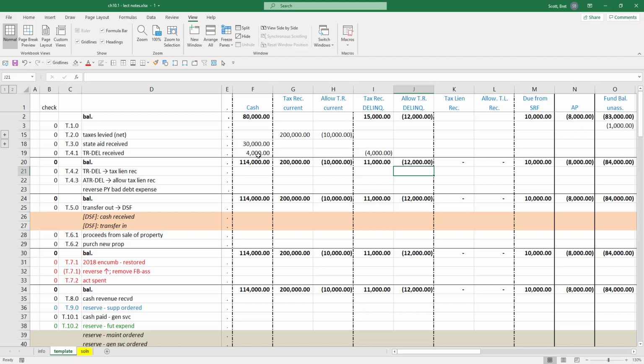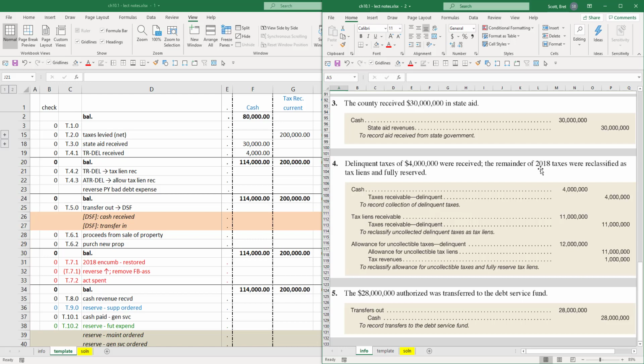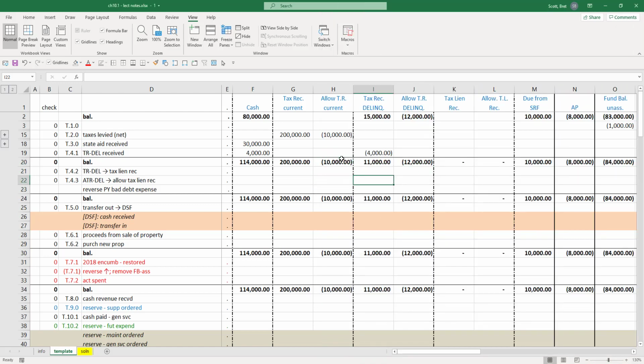Well, the book says, after you record the cash, take the remainder of the 2018 delinquent taxes and reclassify them as tax liens receivable and fully reserve them. So we're going to take them away from the tax receivable delinquent account and put them into the tax liens receivable account. That's step one. So let's do that over here. The current balance is 11 million. Let's get rid of that with a credit. And then over in the tax lien receivable, plug that in as a debit, 11 million. That part is taken care of.